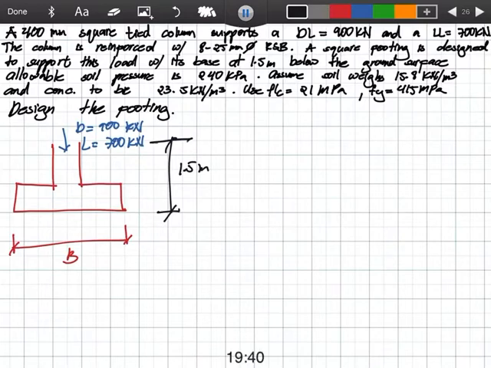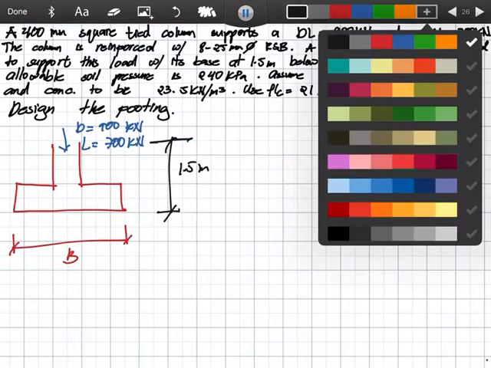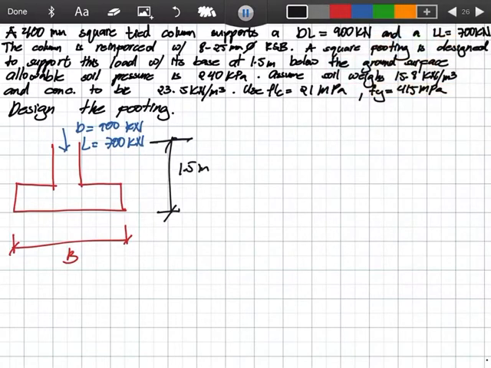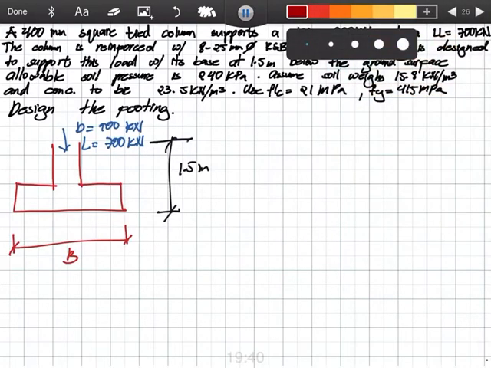I-summarize ko class ko ano yung gagamitin natin on design of footing. Anong gagamitin nating ink? Gusto ko ng orangey. Okay, so how are we going to solve this one class, design of footing?